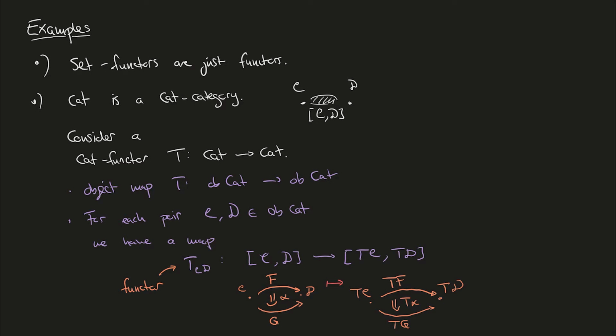Finally, this mapping of natural transformations has to be functorial, which means that the image of the composite natural transformation between three functors has to be the composite of the image natural transformations, and that the identity natural transformation has to be mapped to the identity natural transformation. Therefore, the data of a cat-functor consists of an object map, and for each pair of objects, we have a functor between these functor categories.